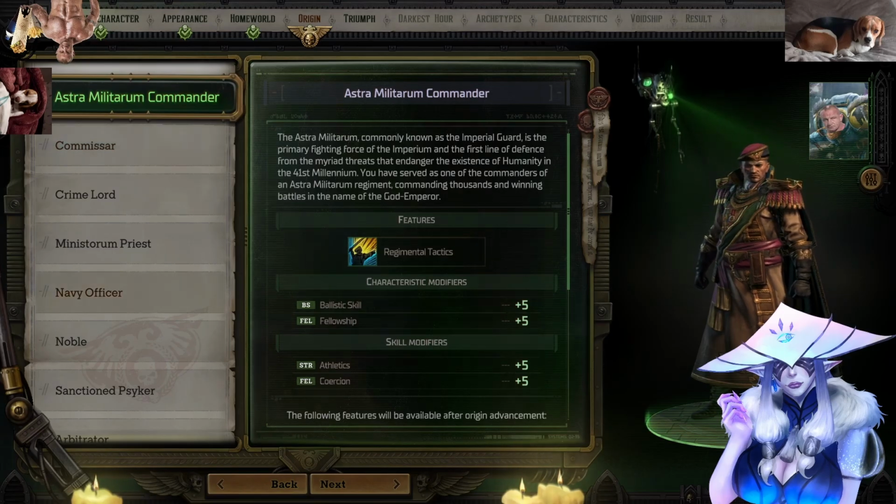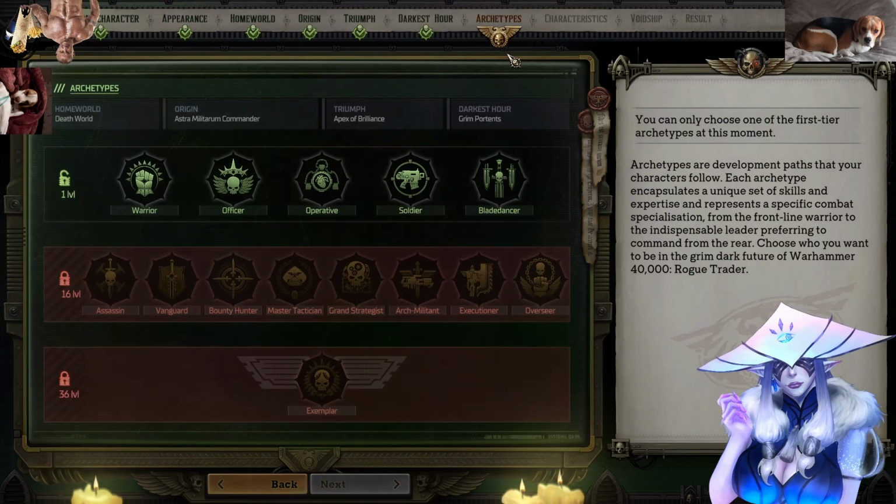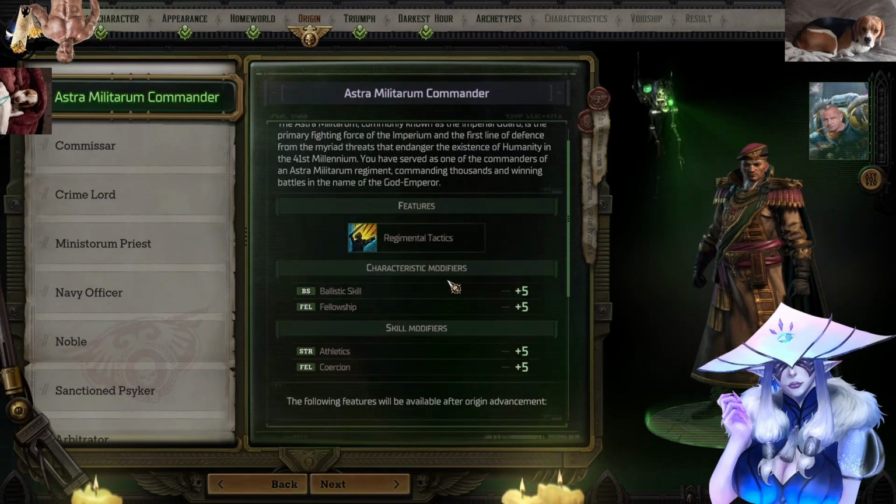Hold on, let me do a quick Google. Warhammer 40k, Rogue Trader melee build. Melee focused Rogue Trader build. Warrior AM is solid. Okay. But Warrior to Vanguard. Okay. So that's gonna be, I suppose, afterwards then? Archetype. Okay, so this is just gonna be the... okay.